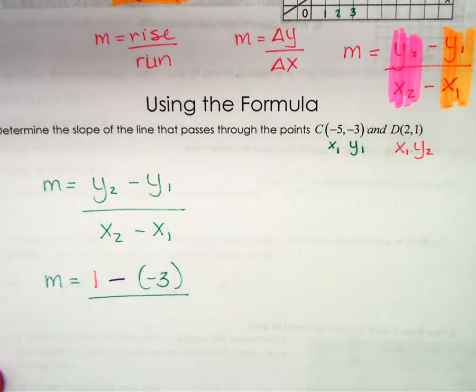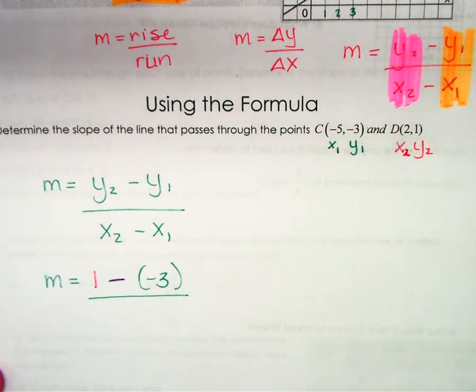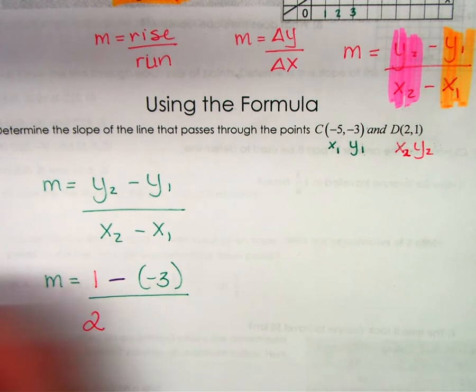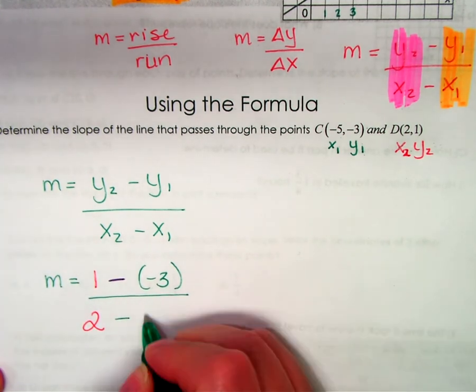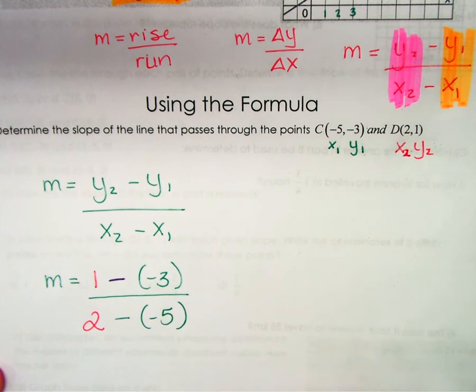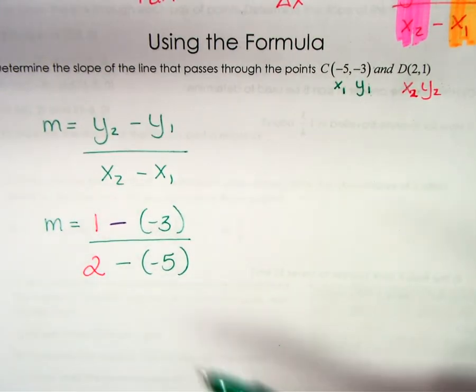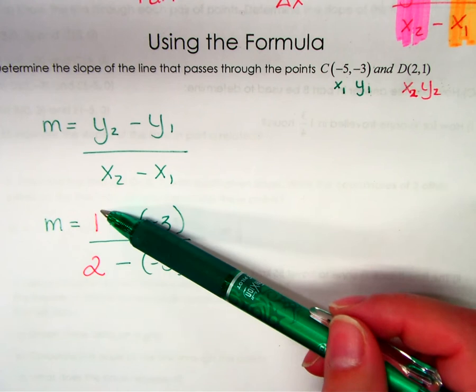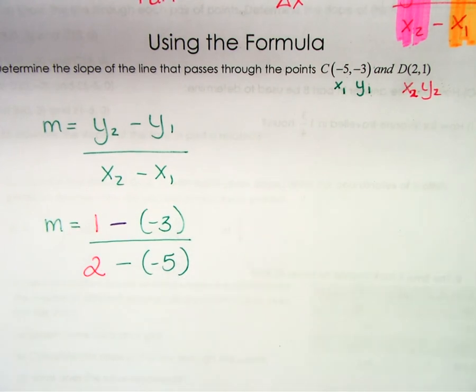What's my second x value? 2. And what is my first y value? Negative 5. So coordinate pairs should be stacked on top of each other. So these match. And they're in the reverse order because y's are on top.